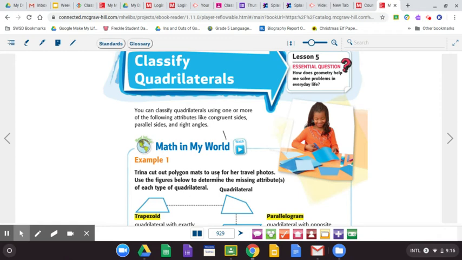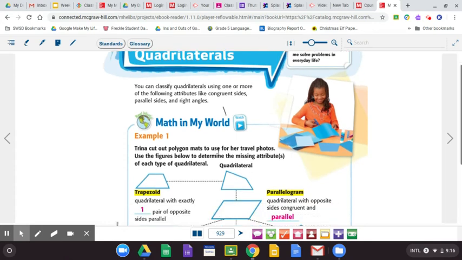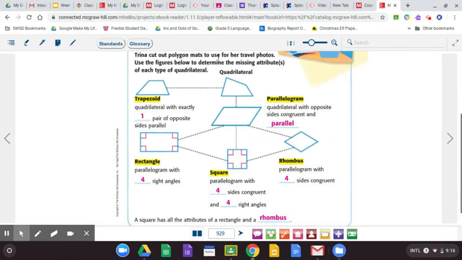So for classifying quadrilaterals, the biggest thing here at the top, it says you can classify quadrilaterals using one or more of the following attributes. So when you're using the attributes, you're going to use words like congruent sides. That means that all the sides are the same length. Parallel sides and right angles are words you're going to use. So here is a really good chart that you're going to want to use for your Google Forms and things like that. You are going to want to have it next to you when you're doing your Google Forms.